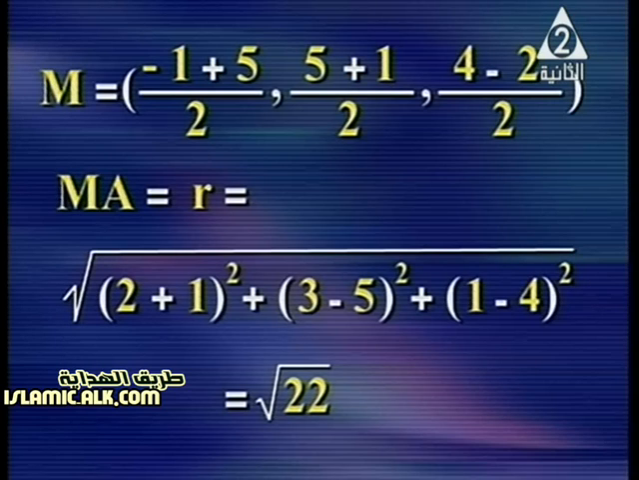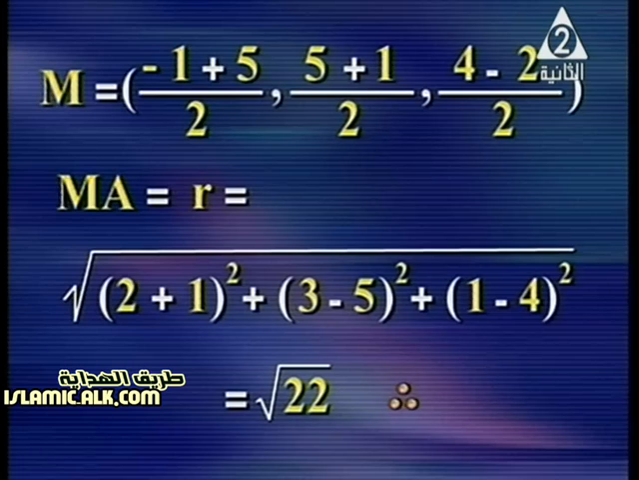(-1 plus 5) over 2 equals what? 2. (5 plus 1) over 2 equals what? 3. (4 minus 2) over 2 equals what? 1. Look at MA equals the square root of ((2 minus 1) squared plus (3 minus 5) squared plus (1 minus 4) squared) equals what? Square root 22. This is the radius R.